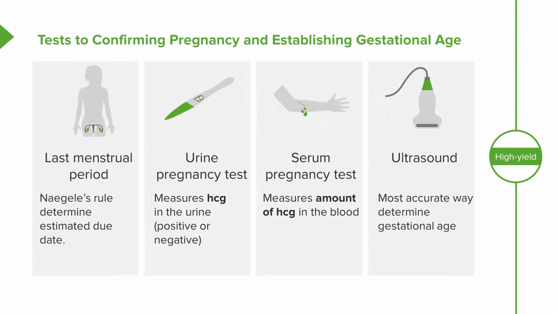Speaking of ultrasound, this is the most accurate way to determine the gestational age. We expect with ultrasound in the first trimester that when we measure the fetus from the crown rump length, that it will be within 1 week of the last menstrual period. We'll talk about that in a little bit more detail as we go throughout this slide. This is a high yield amount of information, remembering how we confirm pregnancy and establish the gestational age using these 4 tests.